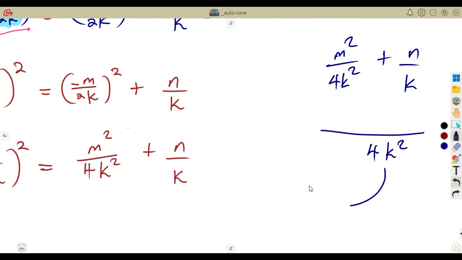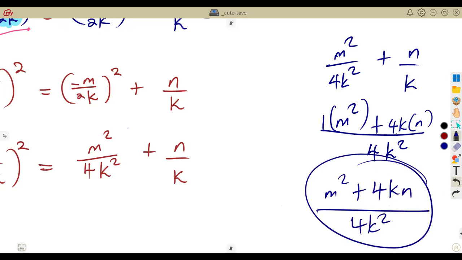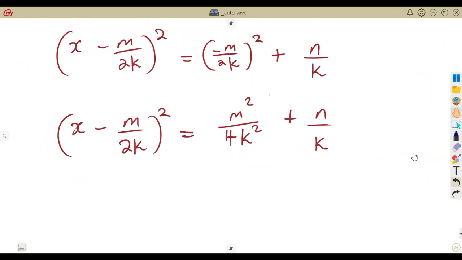So you're going to divide your LCD by this denominator. That's 1 times m squared, that's m squared. Plus 4k squared divided by k gives us 4k. So that's 4k times what? 10 plus 4k times n, which is 4kn or nk, whichever way you write it, over 4k squared. It can be negative or positive, whatever you're given. Try to simplify that properly.